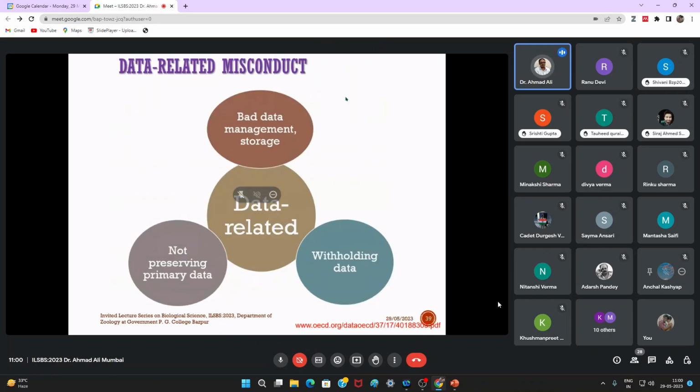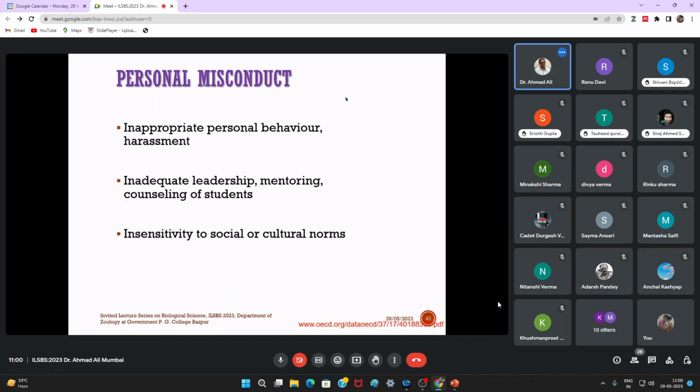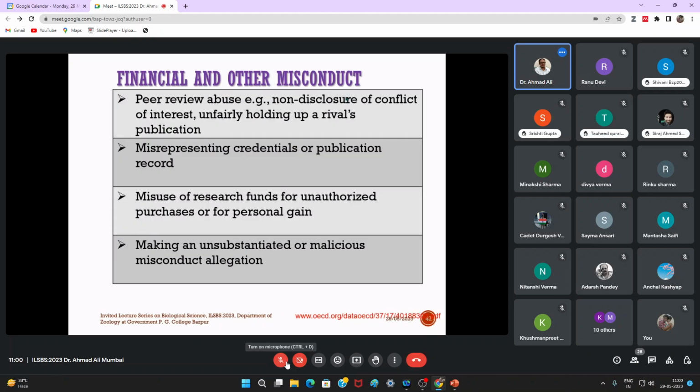Data related: bad data management, storage, not preserving primary data, and withholding data. Publication: claiming undeserved authorship, denying authorship to contributors, artificially proliferating publications, and failure to correct the publication record. Personal misconduct: inappropriate personal behavior, harassment, inadequate leadership, mentoring, counseling of students, insensitivity to social or cultural norms, like what kind of research should be done, what society accepts. Every society has its own ethical values.